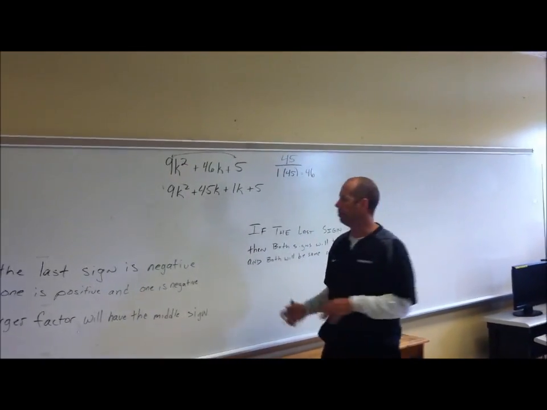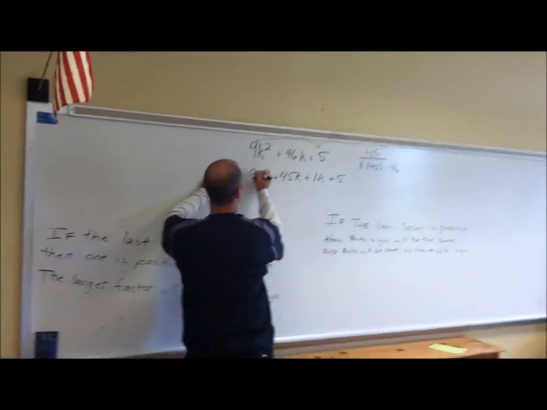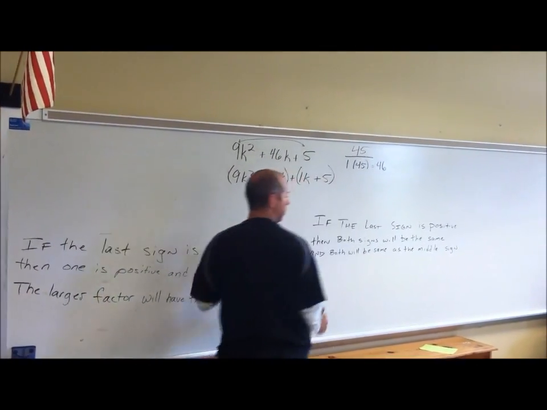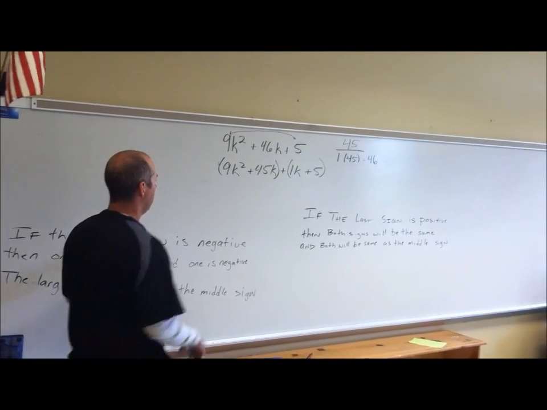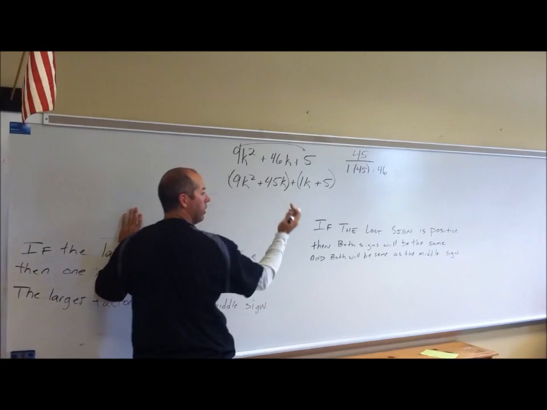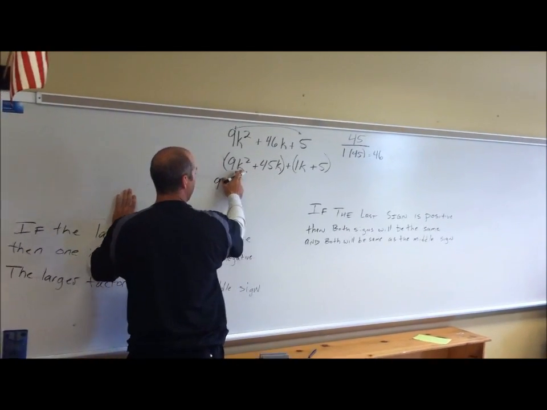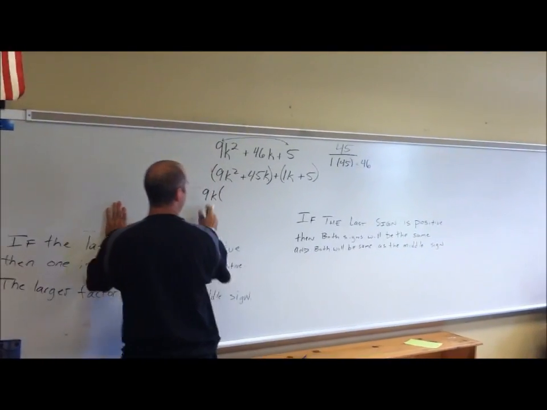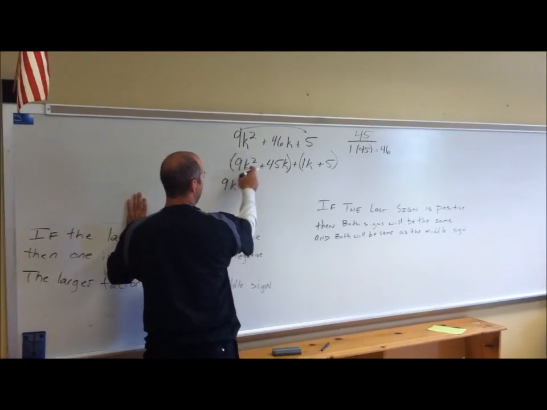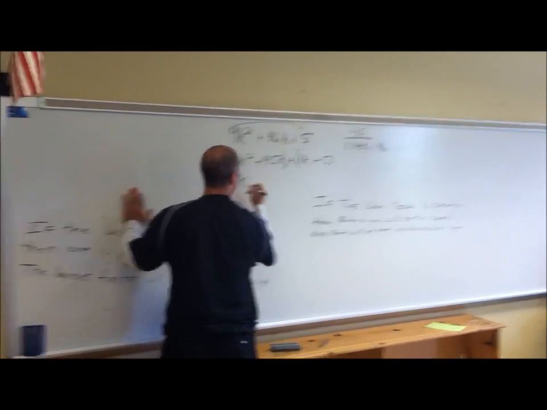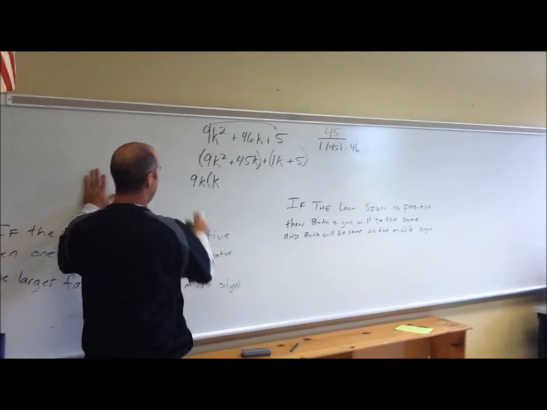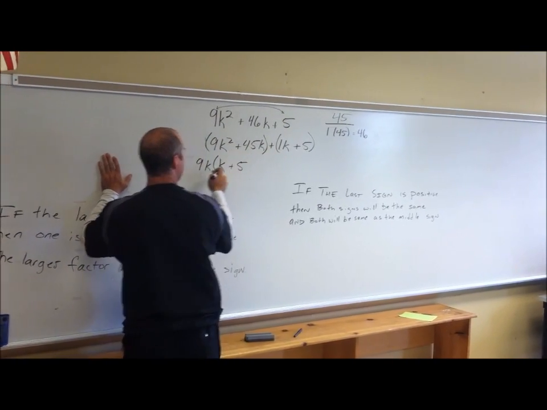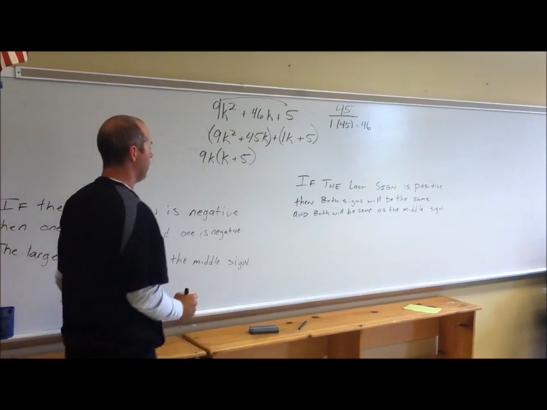Now, I'm going to make it a grouping problem. So all I'm going to do is put parentheses around the first two terms and put parentheses around the second two terms, and I'm going to factor out the greatest common factor. What number goes into both 9 and 45? Which will be 9. Both of them have at least 1k, so I can take 1k out. 9 goes into 9 one time. Had 2 k's, took 1 out. I've got 1k left. 9 goes into 45 5 times. Had 1k, took 1k out. That's all I've got left in it.